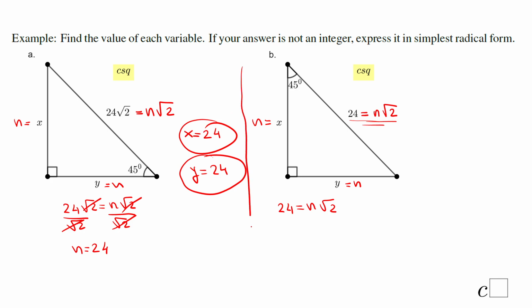Okay. How do I solve it? The same way. I'm going to divide by square root of 2 to get rid of this square root of 2. So we have n equals 24 over square root of 2. So what do we want to do here? This is a good answer. However, we don't like when the radical, the square root, is down as a denominator.